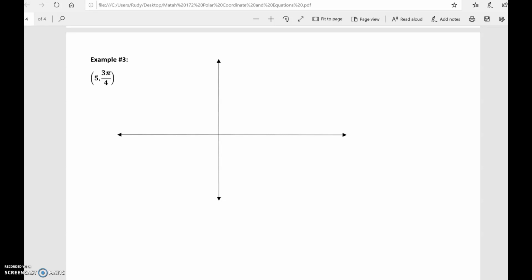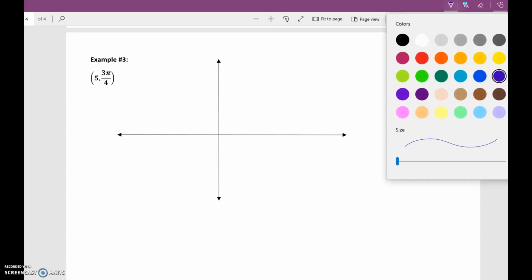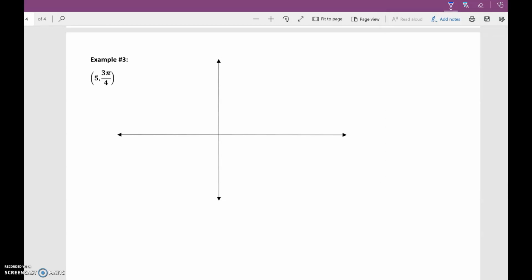Hi class, let's take a look at example 3. One aspect of these equations, these coordinate points, that you're going to notice is that the larger the circles, the harder it is for the scale. So all I need is a basic scale.